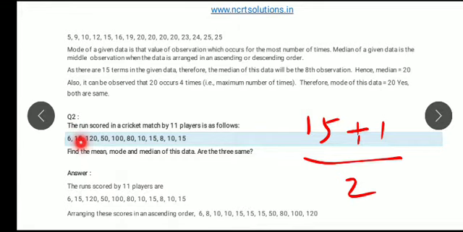Question number 2 is the same. The runs scored in a cricket match by 11 players are as follows. These are the runs scored. Find the mean, mode and median. So for the mean, as I told you, we'll add all these numbers and divide by how many numbers there are. You see here 1, 2, 3, 4, 5, 6, 7, 8, 9, 10, 11. So add all these numbers and divide by 11. You will get the mean.